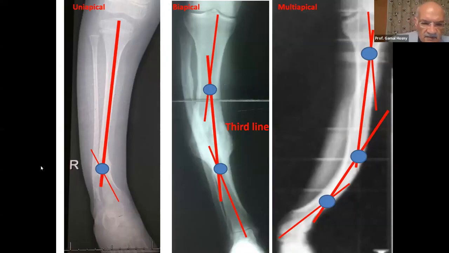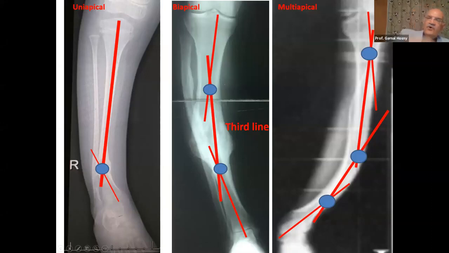You see here, this is uniapical. But in this deformity, this line representing the proximal axis and another line representing the distal axis are going to meet outside the bone. So we draw a third line representing the middle segment of the bone. This middle segment will meet the proximal axis in the proximal CORA and the distal axis in the distal CORA. So you have two CORAs.